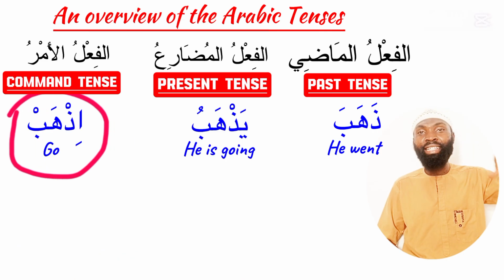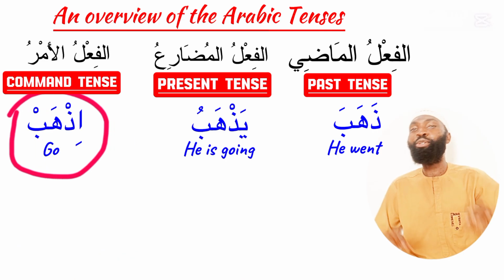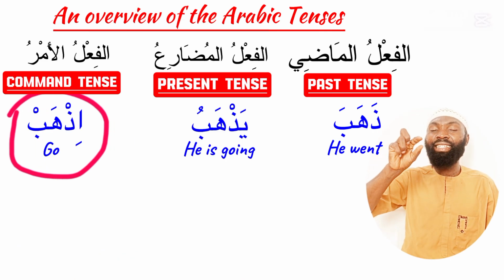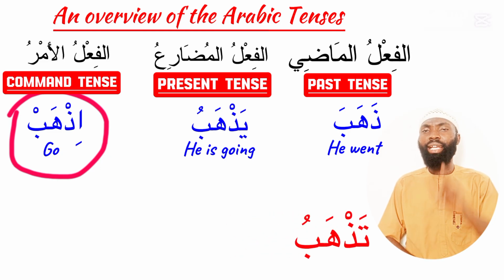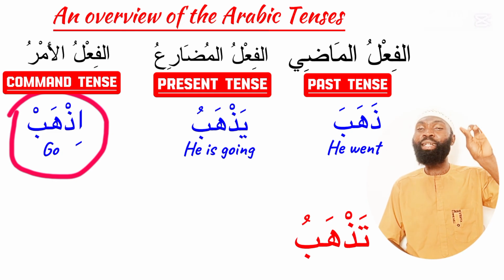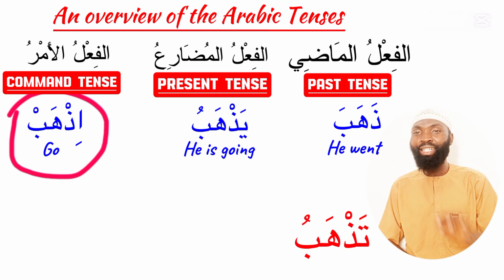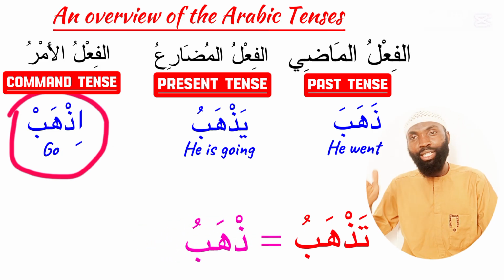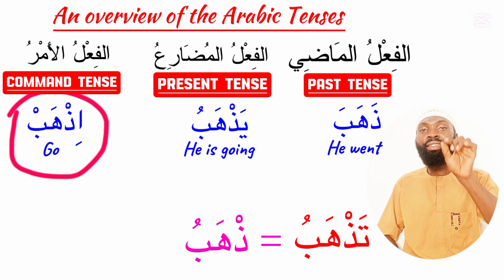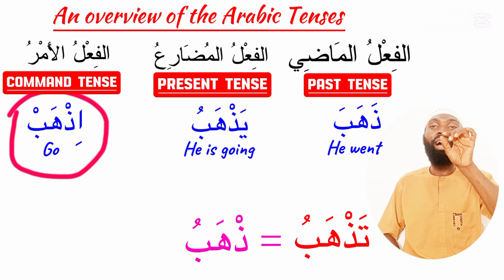Now coming to the command tense. To form the command tense, you also need the present tense. Take the word tadhhabu as an example, which means you are going. In order to form this into the command tense, all you need to do is to remove the first letter, which I told you is the present tense letter ta. Remove it away, then you'll be left with dhhabu.